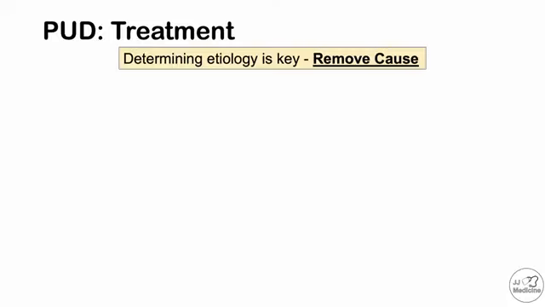Once peptic ulcer disease has been diagnosed, how do clinicians treat it? What's important to note is that determining etiology is key, because once that cause has been determined, you want to remove that cause in order to treat and prevent any further issues with peptic ulcer disease in the future. Even after the cause has been removed, clinicians will put patients on a proton pump inhibitor, medications like pantoprazole. This helps heal the ulcer.